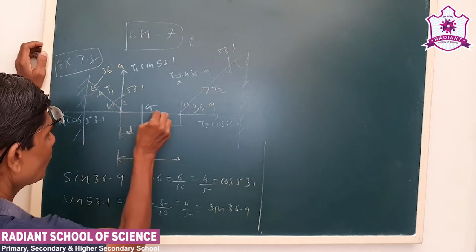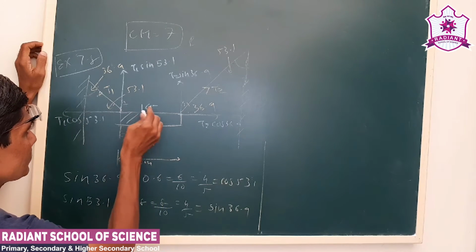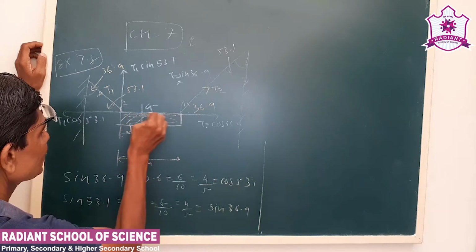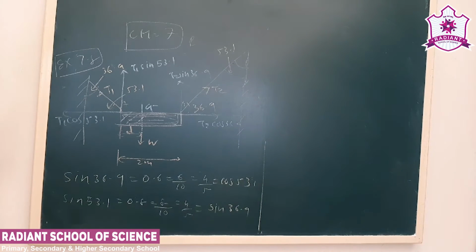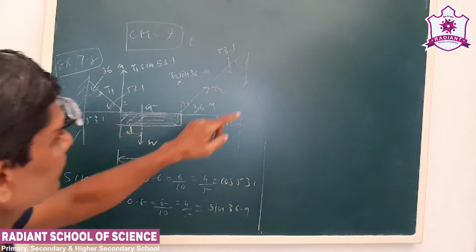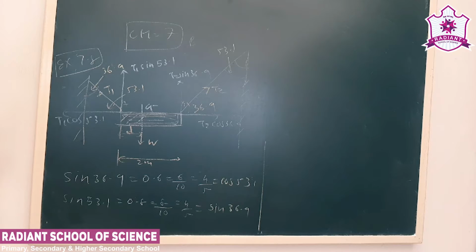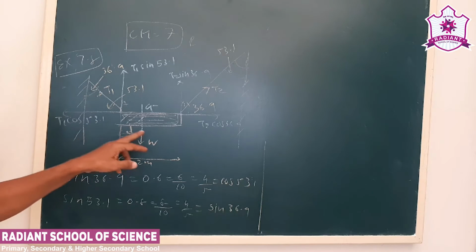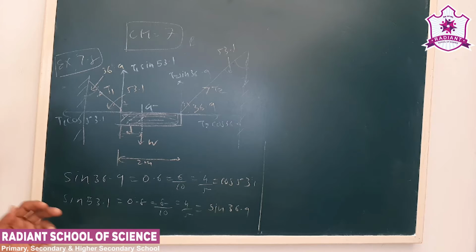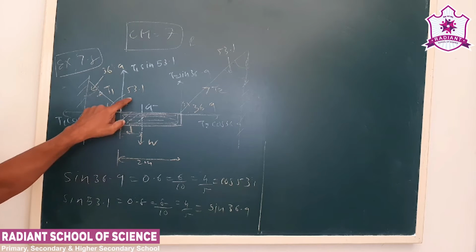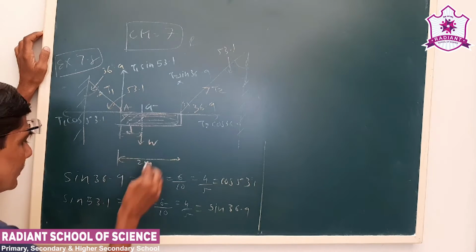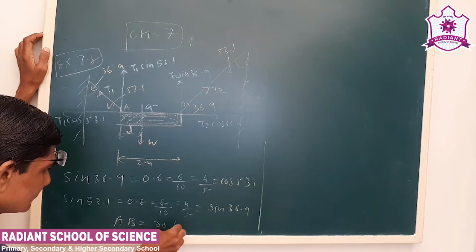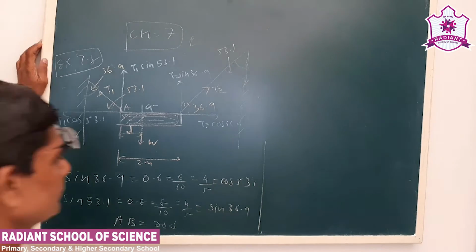Now see, a rod of weight W is suspended like this from two ends. Okay, now see the end makes an angle of, here it is 36.9 degree angle, and here it is 53.1. Okay, now see it is suspended from both ends. We have to calculate where the center of gravity of this rod will be located from end A. Okay, now AB is our rod. Okay, W is the weight of the rod.